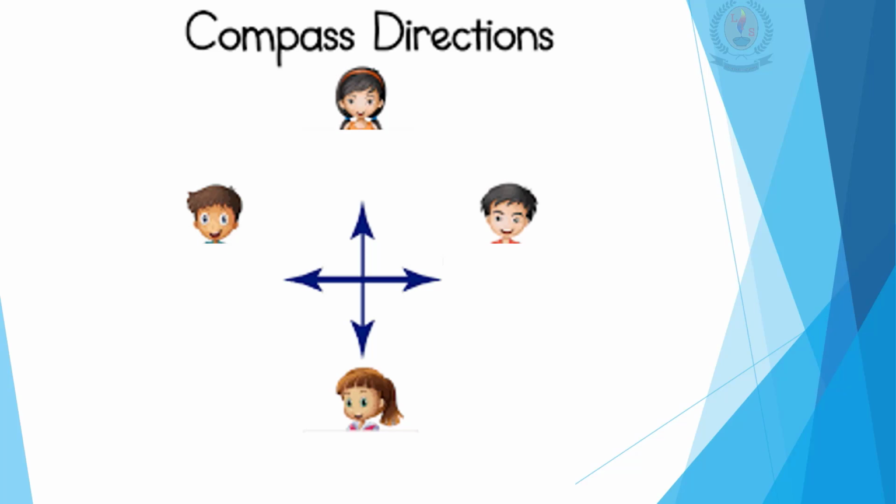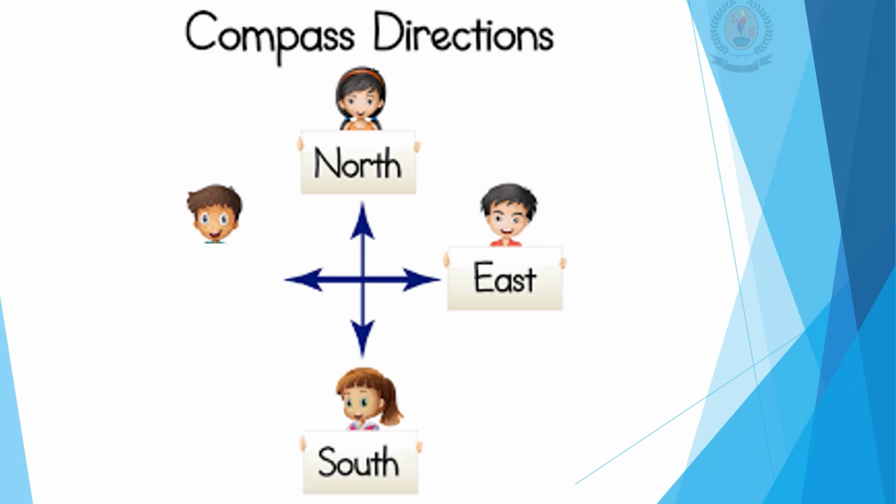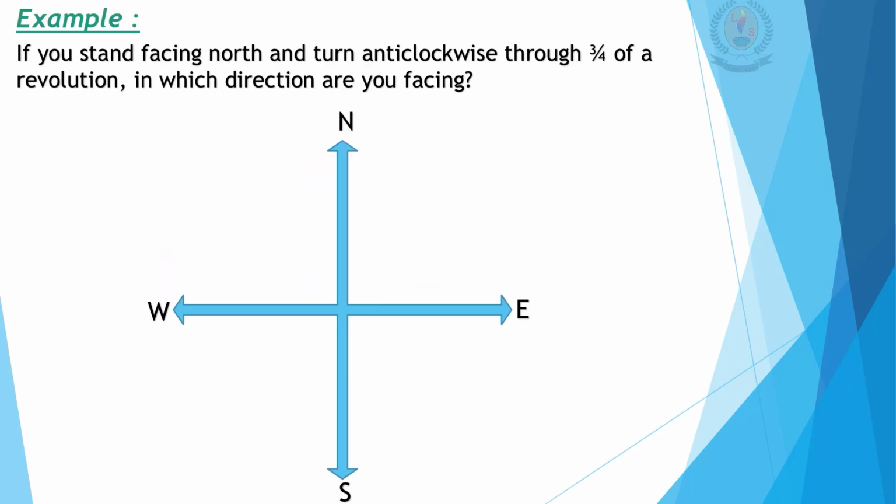Compass directions: north, east, south and west. These are the 4 main compass directions. I know that these are not difficult things as we've done them in the last 2-3 previous years. Let's go to another example.